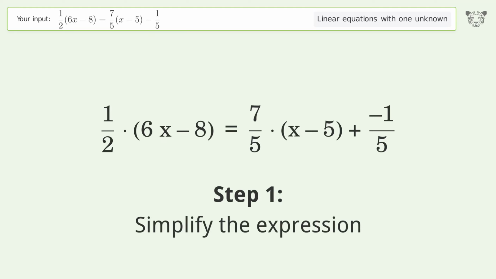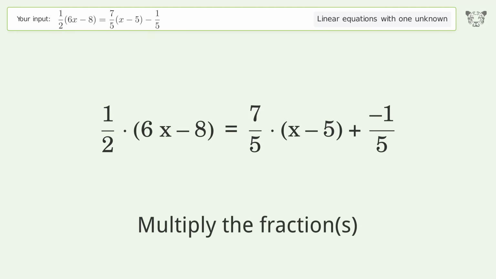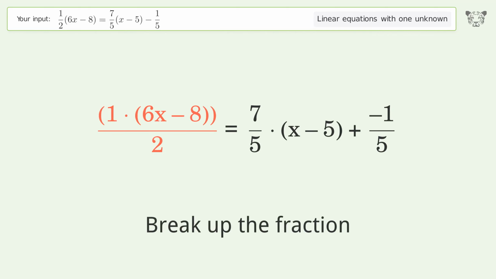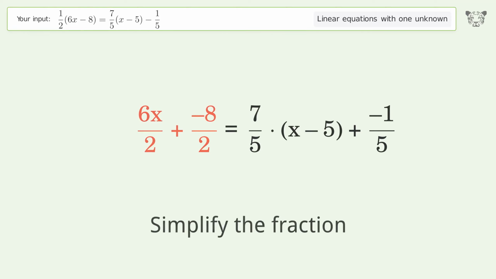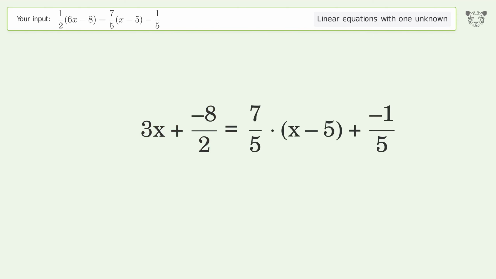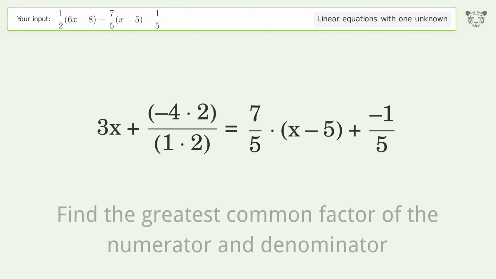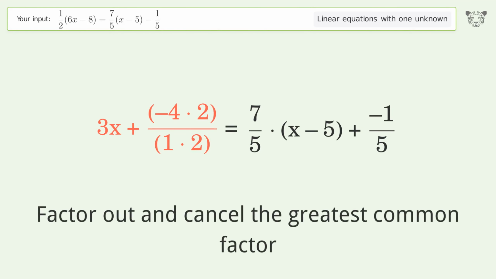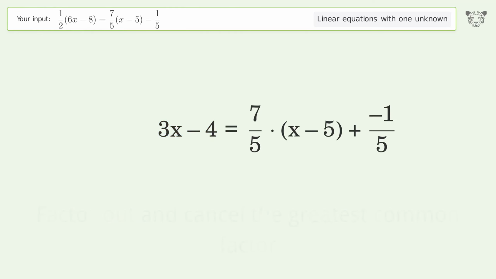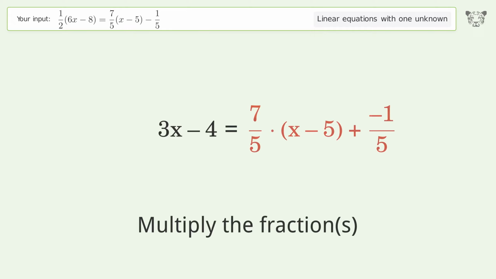Simplify the expression. Multiply the fractions. Break up the fraction. Simplify the fraction. Find the greatest common factor of the numerator and denominator. Factor out and cancel the greatest common factor. Multiply the fractions.